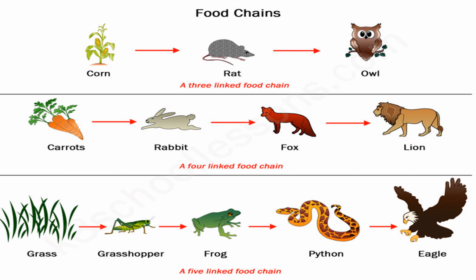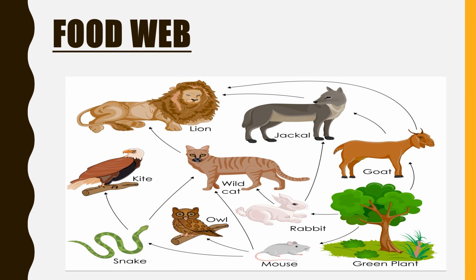Now moving further. What is a food web? Let us understand what a food web is. Food web is nothing, it is just interconnected food chains.